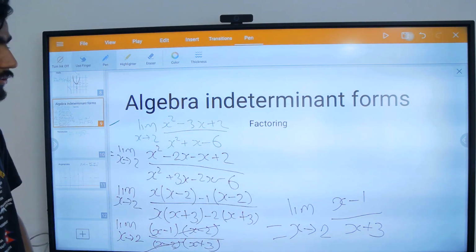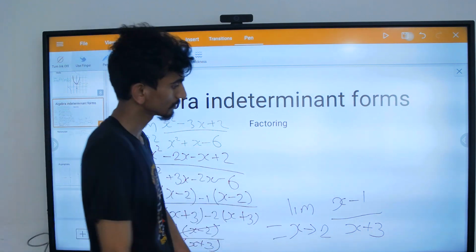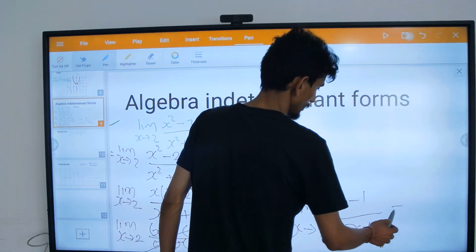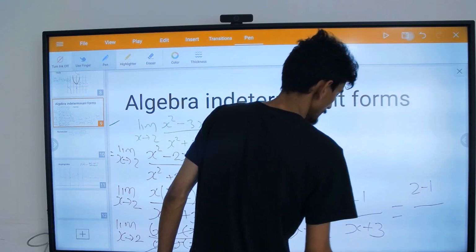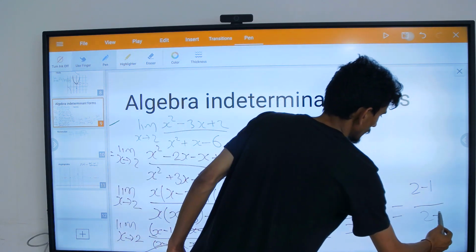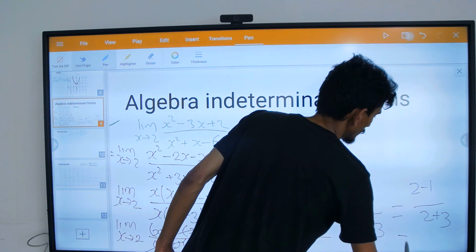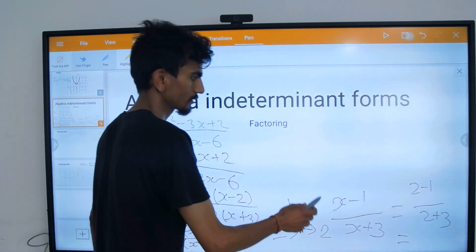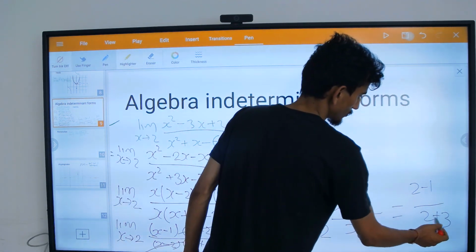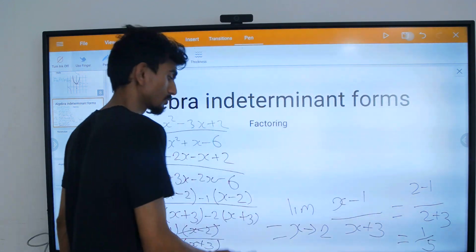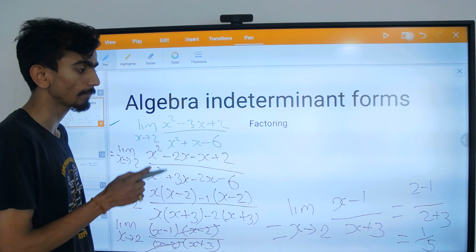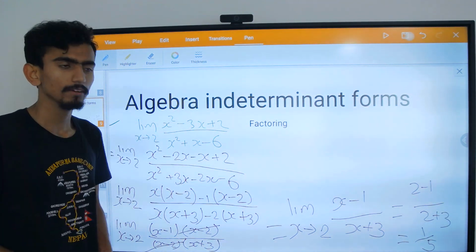Now if we put the value of x as 2, it is equal to 2 minus 1 divided by 2 plus 3, which is 1 divided by 5. So the limit of this function when x tends to 2 is not 0 divided by 0, but it is 1 divided by 5.